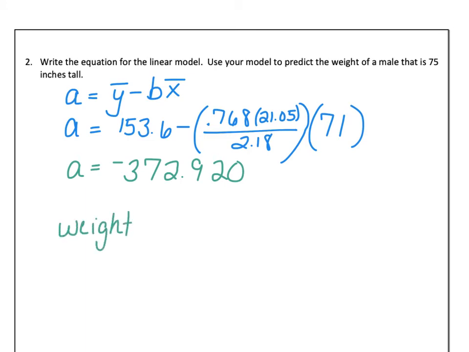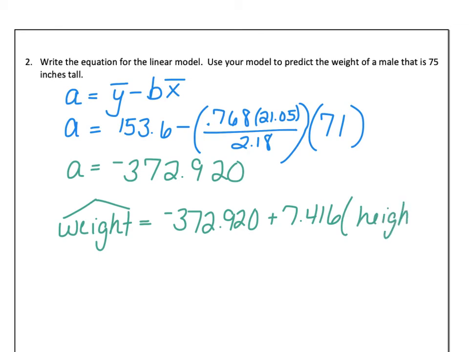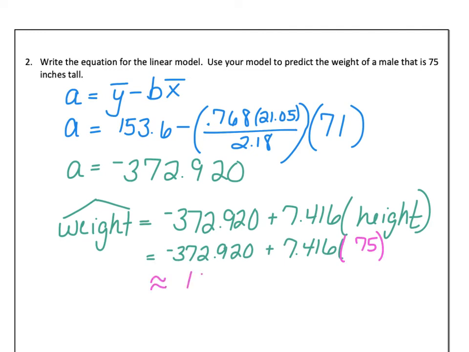So my predicted weight is equal to negative 372.920 plus 7.416 times the height. I am then told to use it to predict the weight of a male who is 75 inches tall. So I'm just going to substitute. I plug in, crank that out in my calculator, and I get that he is approximately 183.28 pounds, or he's predicted to be 183.28 pounds.